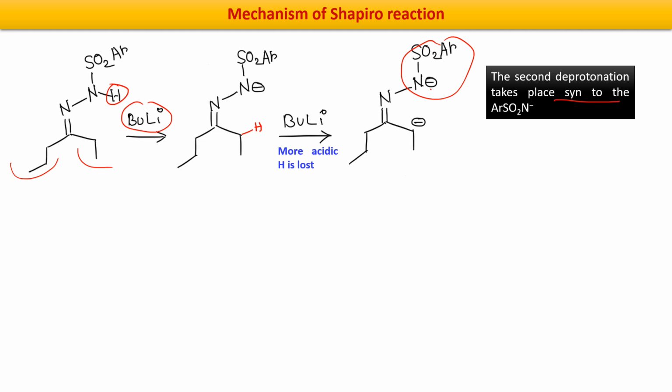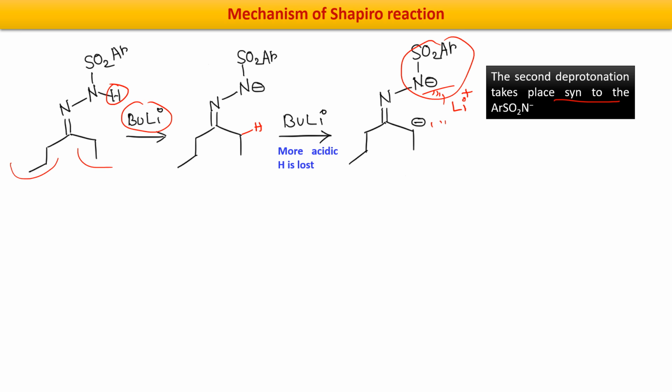Why? Because see, when there is negative charge over N, that means Li plus is already present in the medium. So there will be this type of chelation. Now if the second negative charge is also produced this side, chelation will be favored. So that is the reason the second deprotonation is also taking place to this side.